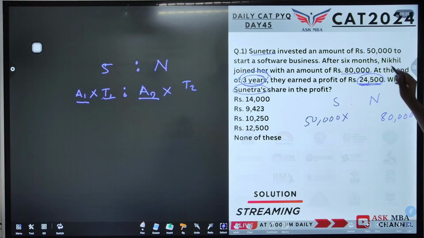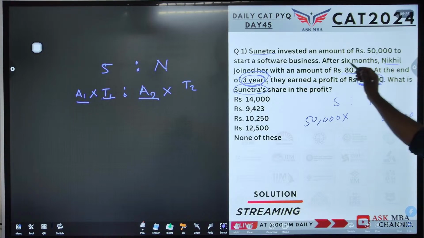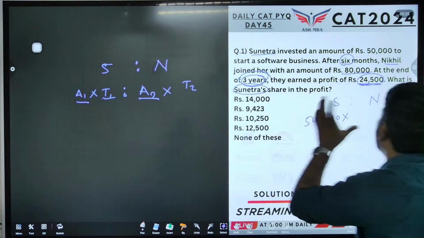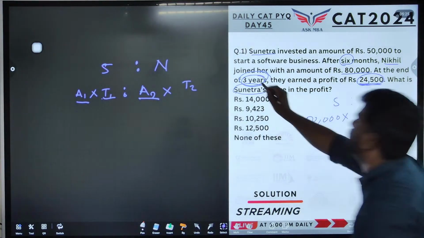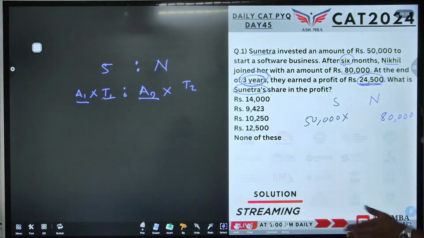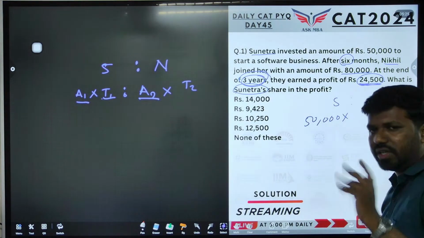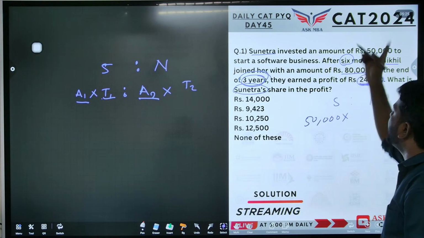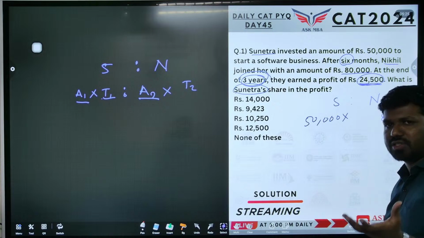But in case of Nikhil, he joined after 6 months, right? It is clearly said Nikhil joined after 6 months. Now we have to reduce that period of 6 months from these 3 years. In terms of months, how many months do we have in 3 years? 36. Out of this 36, he invested after 6 months. So we have to reduce that 6 months out of 36.